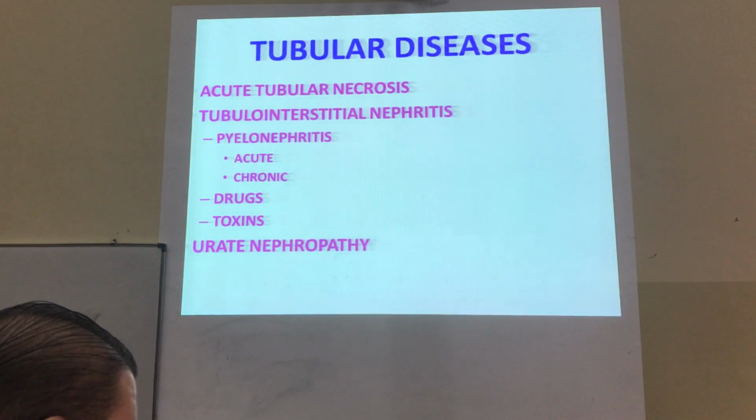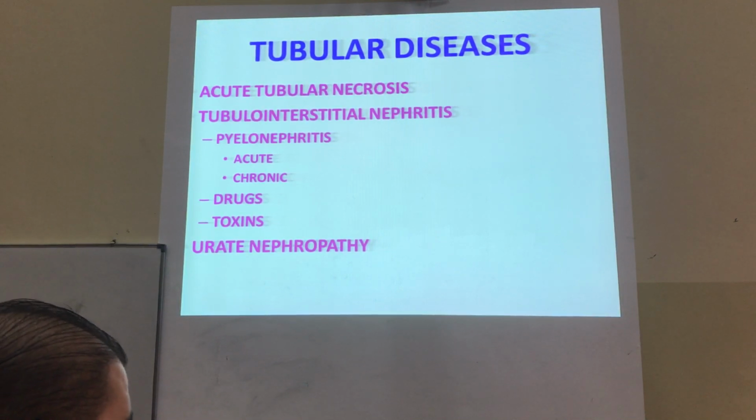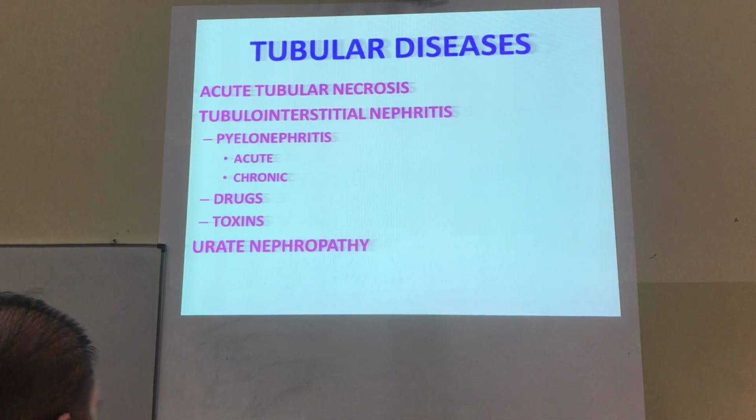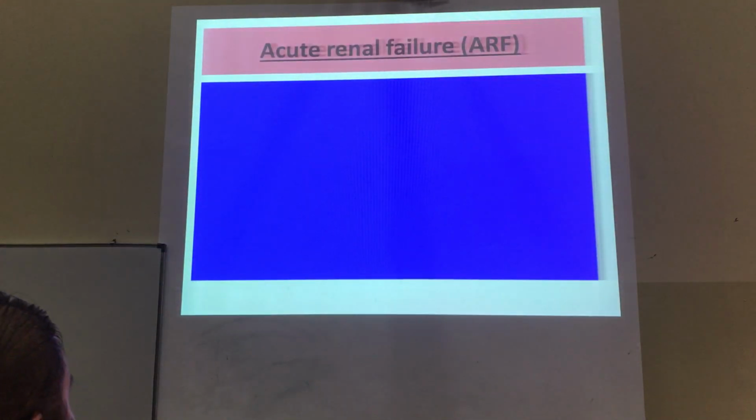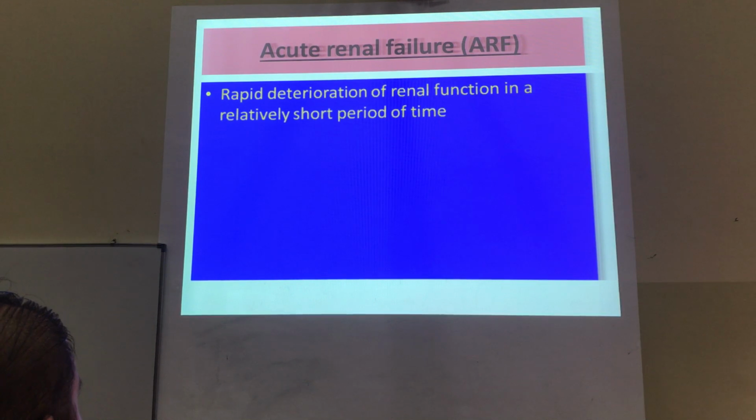And urate nephropathy: the urate crystals can deposit not only in the joints, but they can also deposit in the kidney, leading to hyperuricemia, and then ultimately can lead to stone formation. So acute renal failure, I want to bring it here because the most common cause was acute tubular necrosis. But what is acute renal failure?